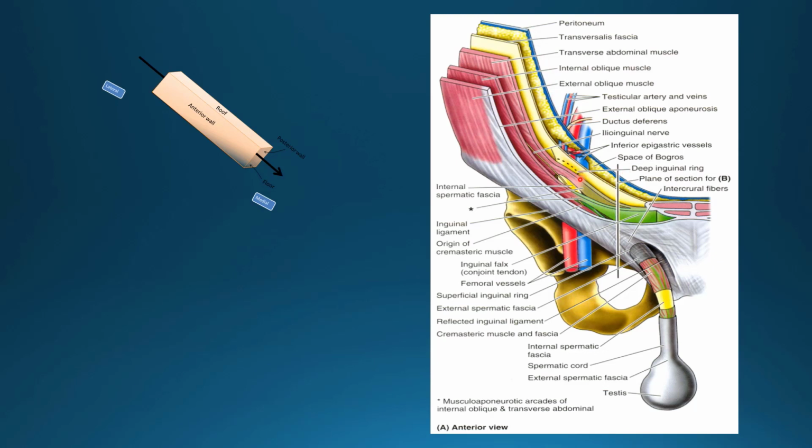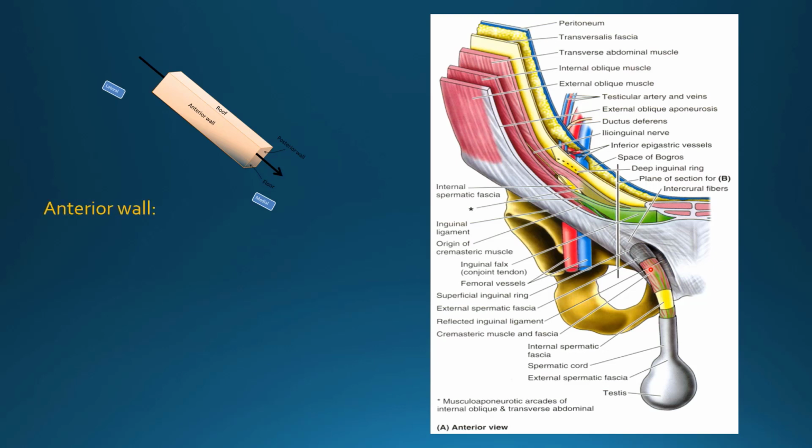The deep inguinal ring is located within this transversalis fascia. Superficial inguinal ring is located within aponeurosis of external oblique muscle. From here to here, within the musculatures, there is intramuscular canal, inguinal canal. Let us look at the walls or the structures which form the walls of inguinal canal.